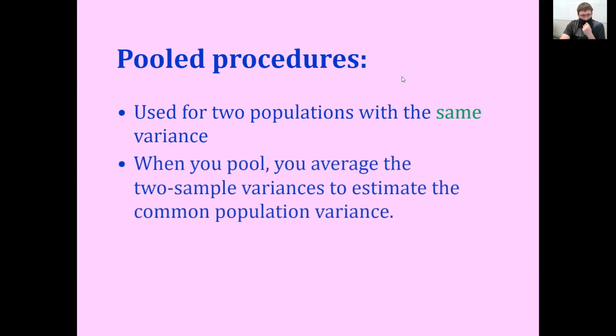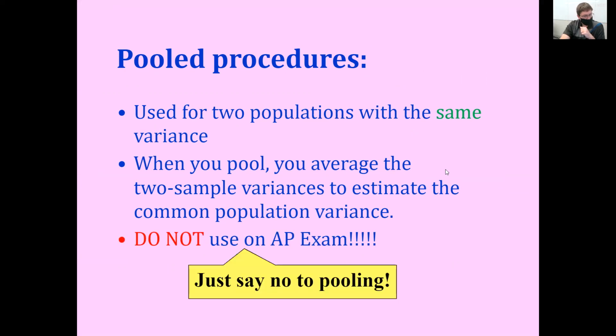When it comes to pooling in real life, we would have to pool the variance for both of the samples in order to do everything. When you pool, you average the 2 sample variances to estimate the common variance. Do not use it on the AP exam. So we're going to just say no to pooling.